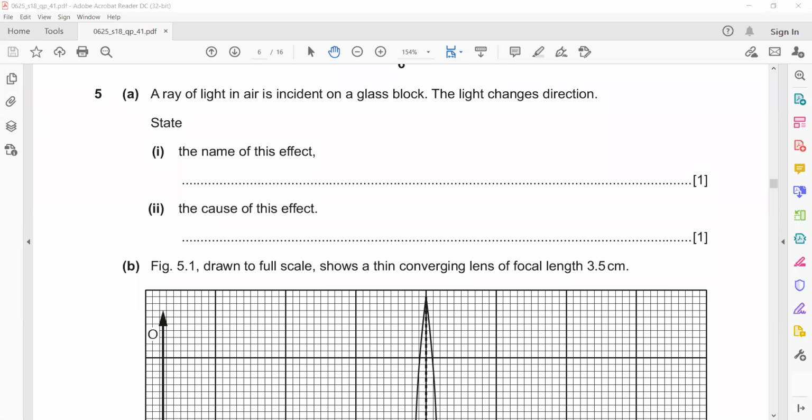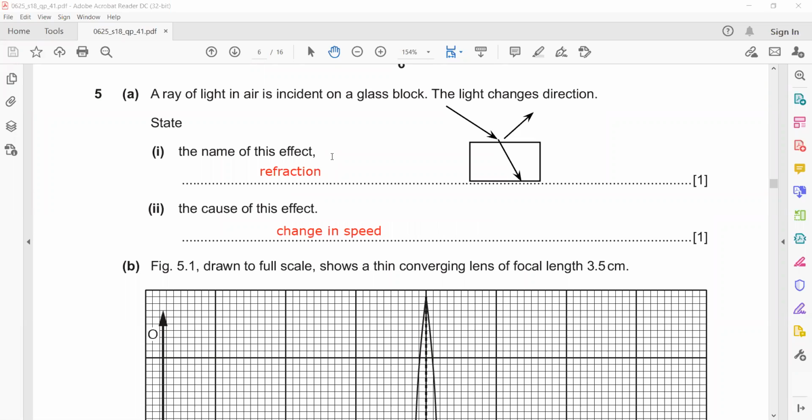You can mention reflection as well, because whenever light strikes, for example a glass block, what are the possibilities? Maybe it enters the glass block, maybe it bounces back. If it bounces back, you can mention reflection because it strikes the surface. Or if you mention refraction, you only have to mention one of them, because they're asking for effect, not effects. Why does refraction happen? Because of the change in speed. If you write reflection, what causes this? Because it strikes the surface.